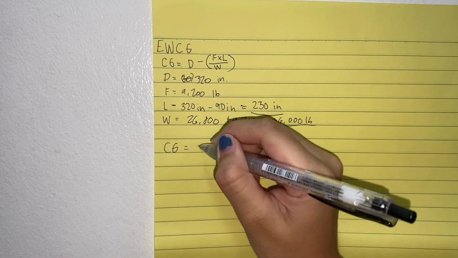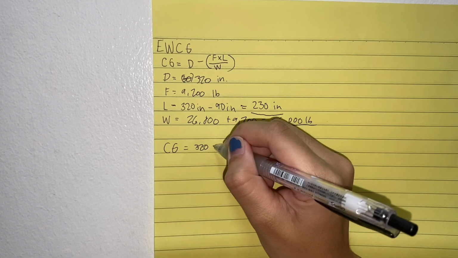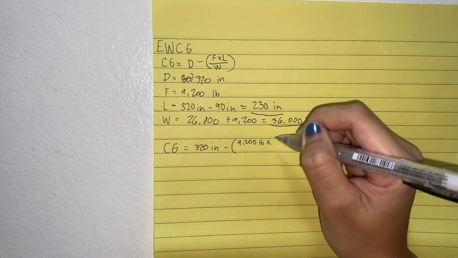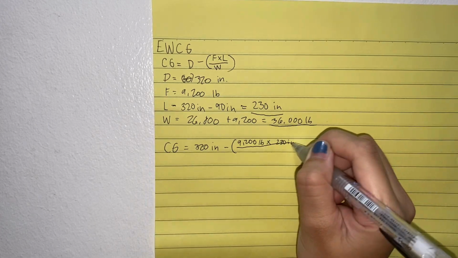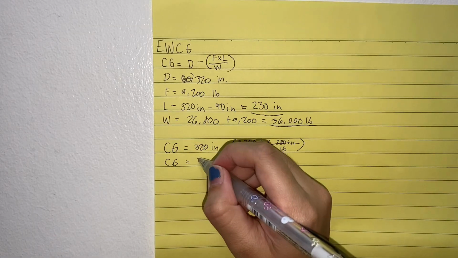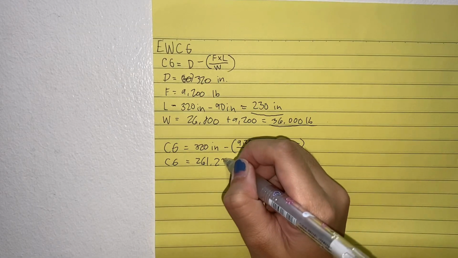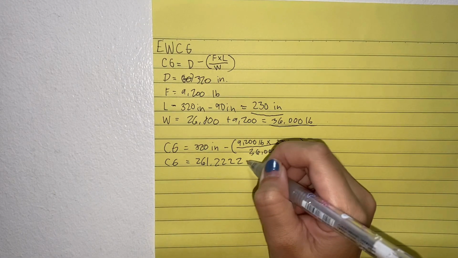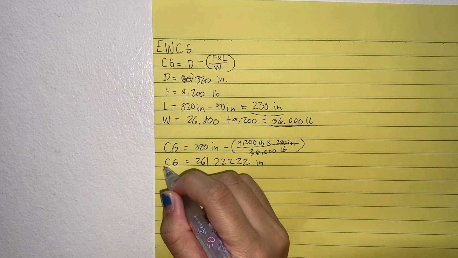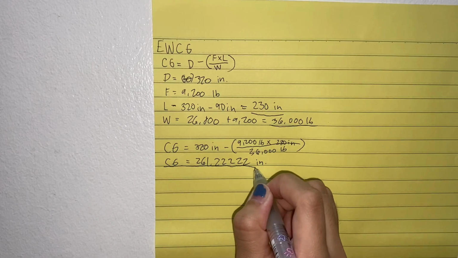Now let's solve our EWCG. After calculating the empty weight CG, it will be 261.22 inches. The arm we will be putting in the empty aircraft will be this EWCG.